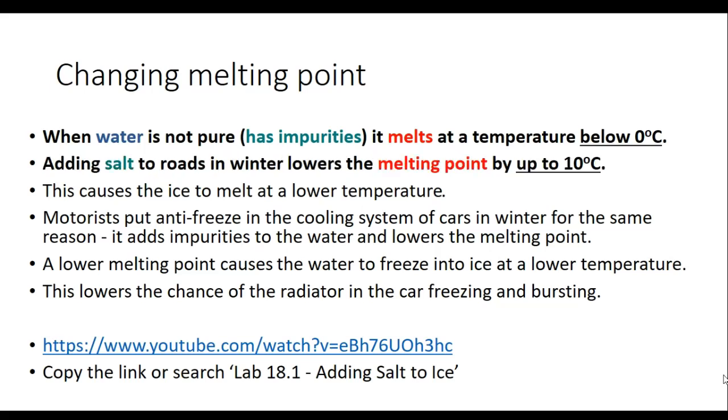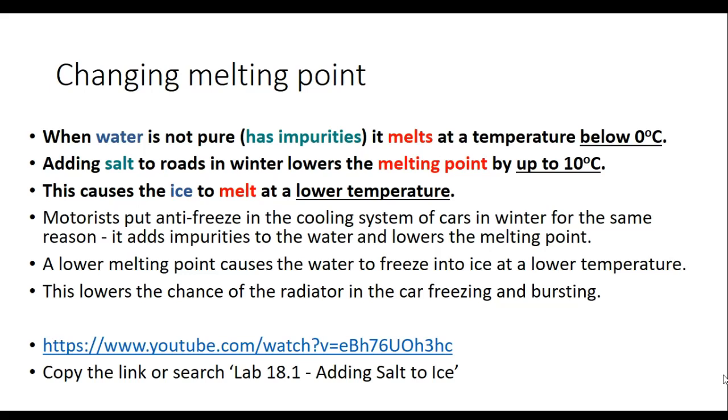So by adding salt, which is an example of an impurity, to roads in winter, it lowers the melting point of water by up to 10 degrees Celsius. This means that the ice melts at a lower temperature. And this is good for roads because ice lowers friction for the cars on the road.